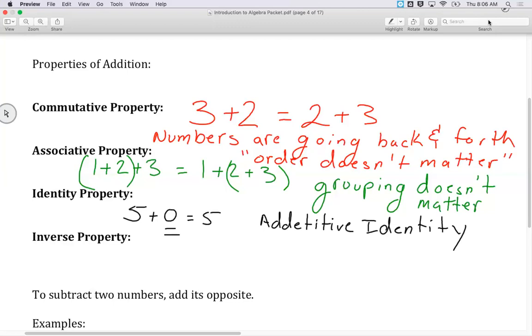All right, what is the inverse property? Well, the inverse of something is the opposite. So if I have 5, the inverse of 5 would be negative 5. So it's the opposite. Why is it negative 5? Well, 5 plus negative 5 gives me 0.